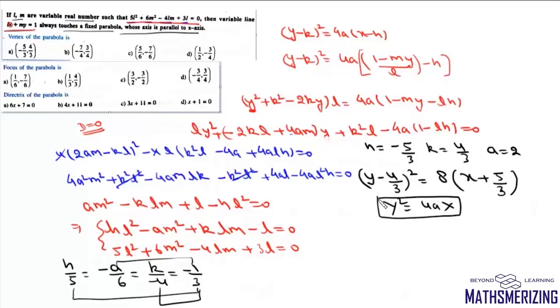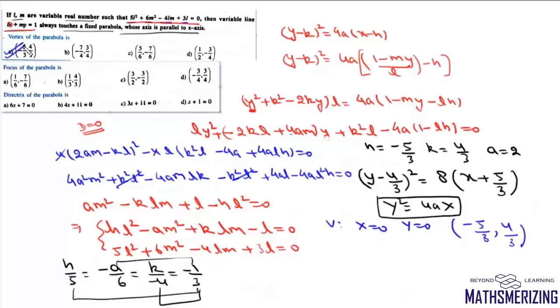Now for this parabola, we know that vertex is at origin. So capital X is 0 and capital Y is 0. So we'll put capital X as 0. We'll get x as minus 5 by 3 and we'll get y as 4 by 3. So that's your option number A.